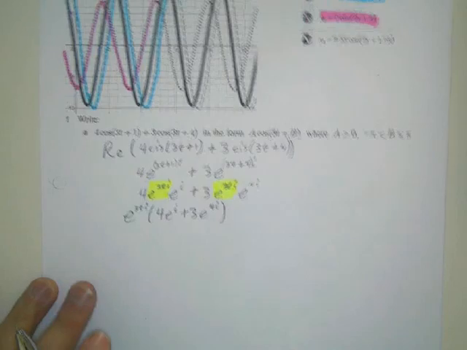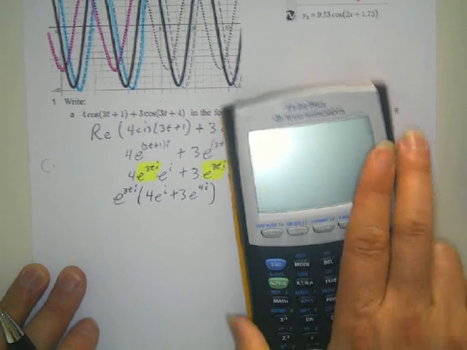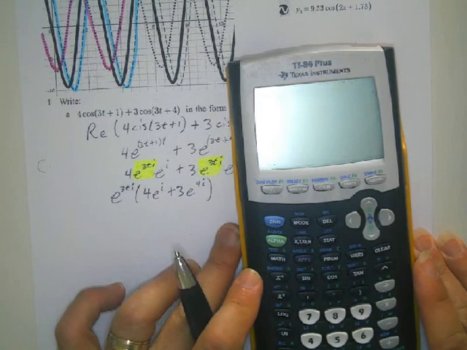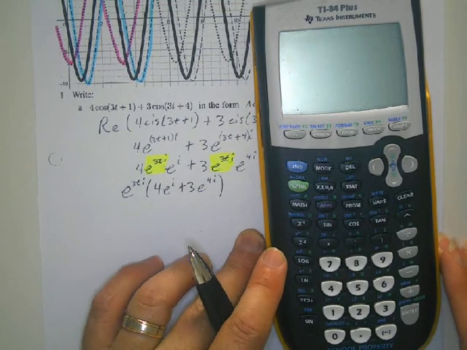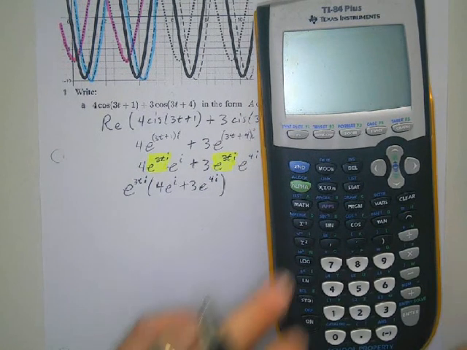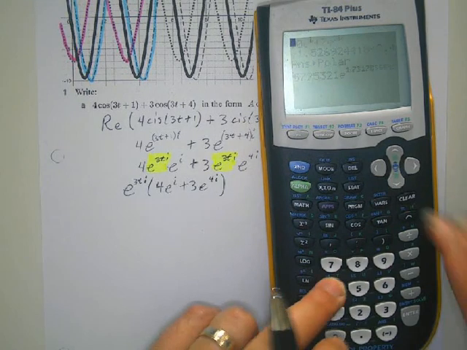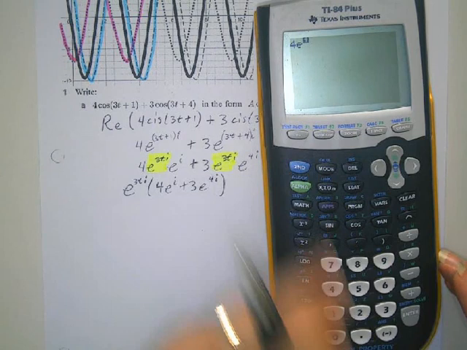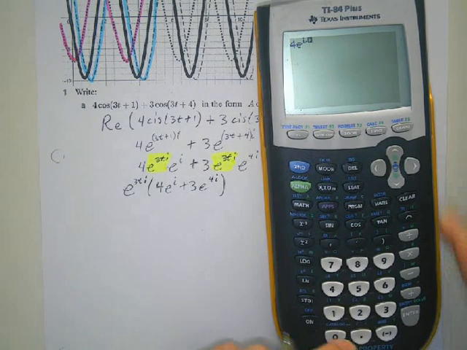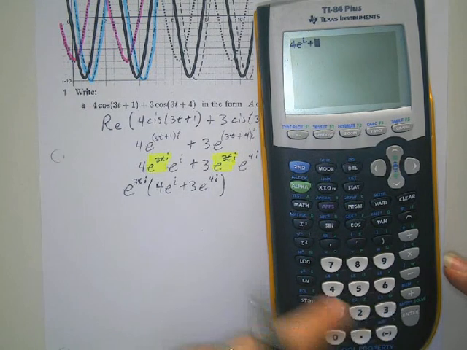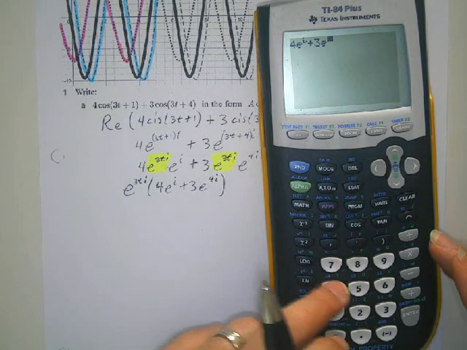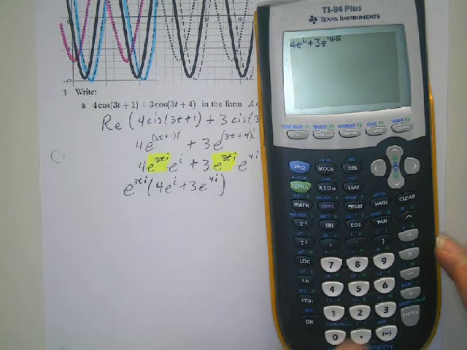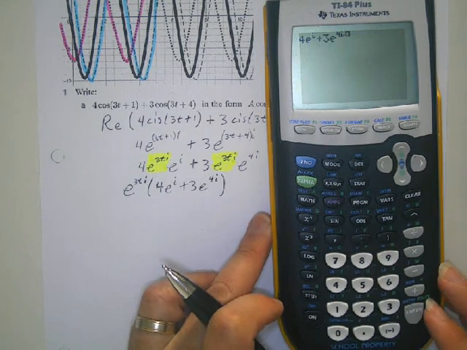And I can get out my calculator. I'm going to type that in. Okay, 4e to the i plus 3e to the 4i. Okay, I hit enter.